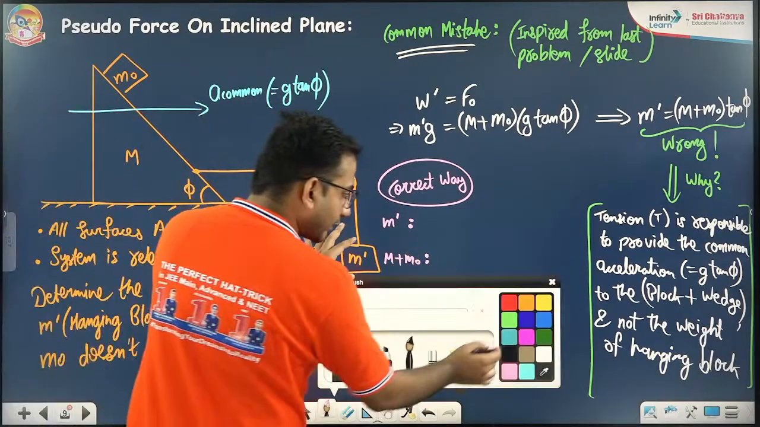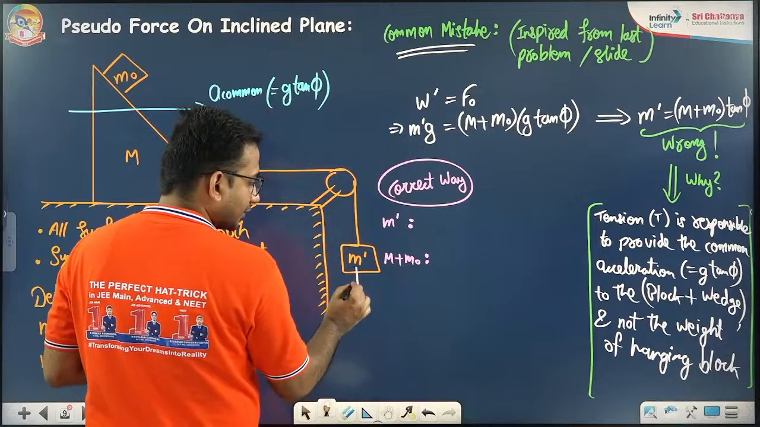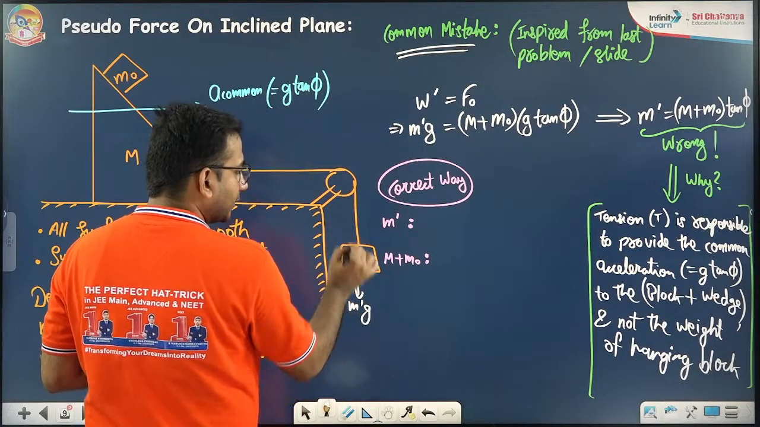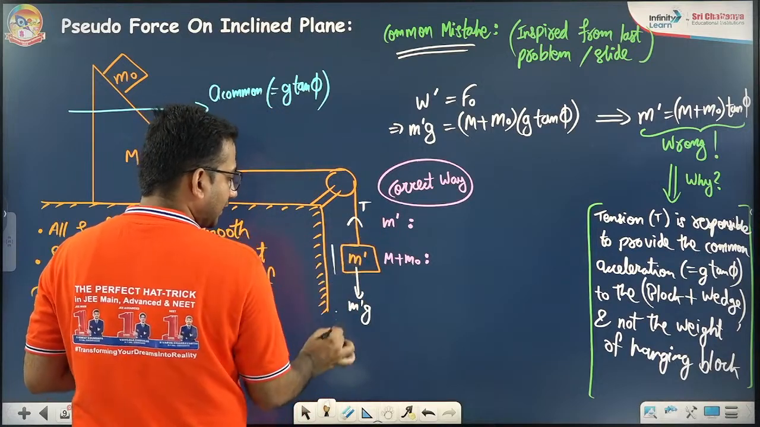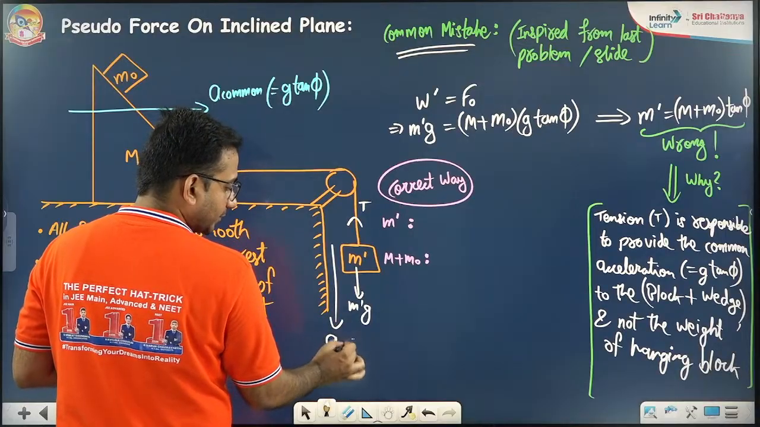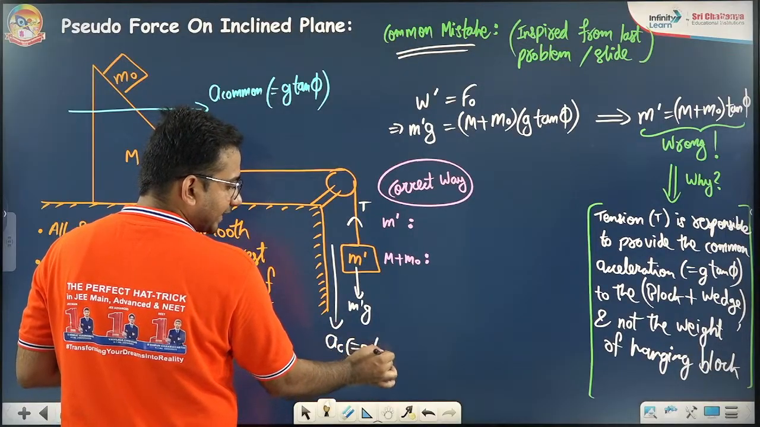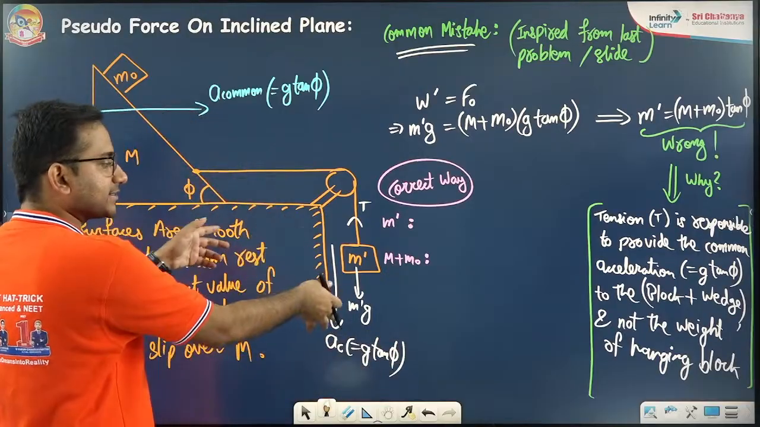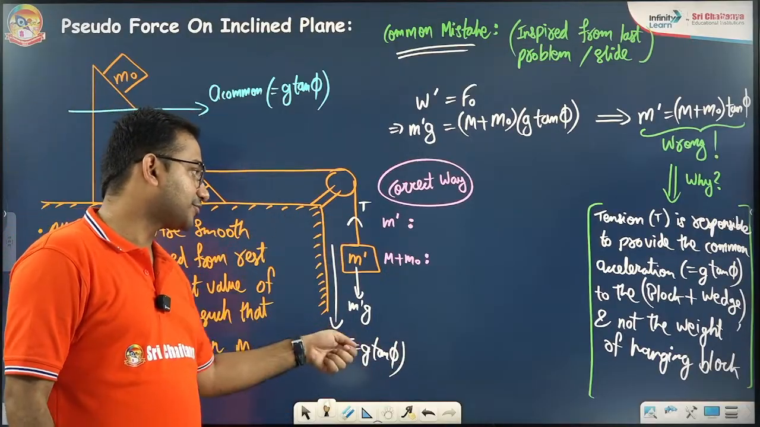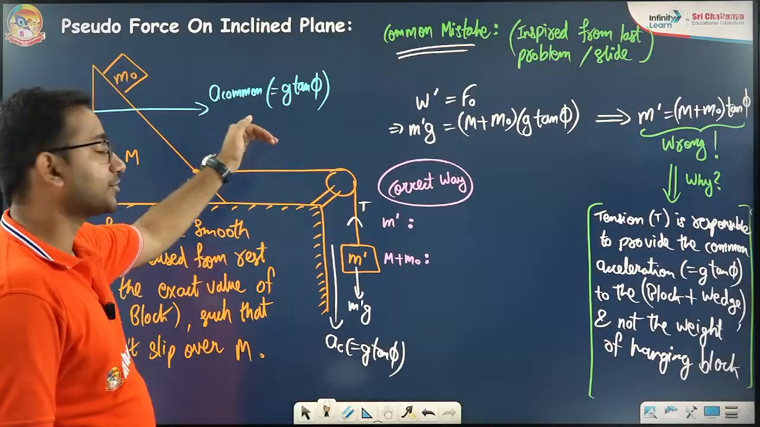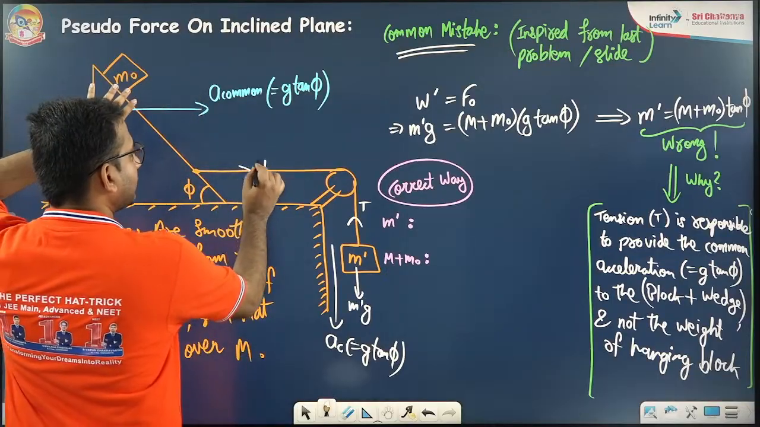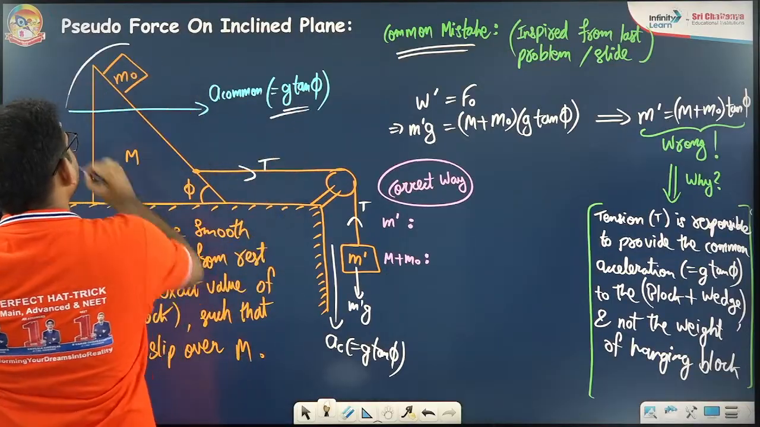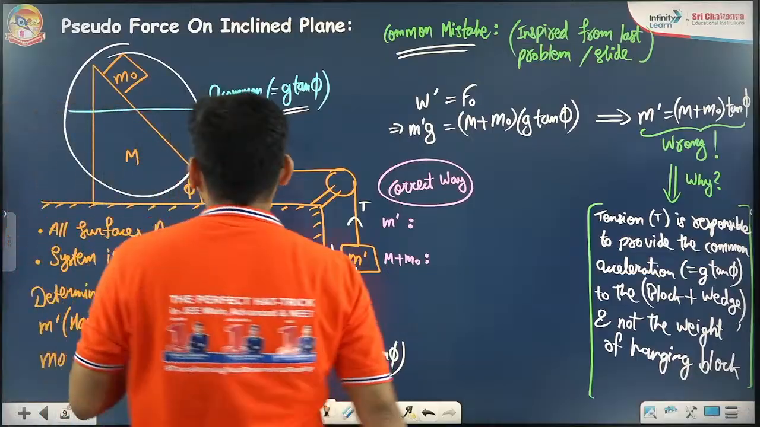So for M dash, I can mention some forces here. This is M dash G, this is tension T, and definitely its acceleration is a common acceleration down, that has to be G tan phi. Because the string is inextensible, whatever will be its common acceleration down, the same will be their common acceleration ahead. So here it is T providing this common acceleration to the entire system.